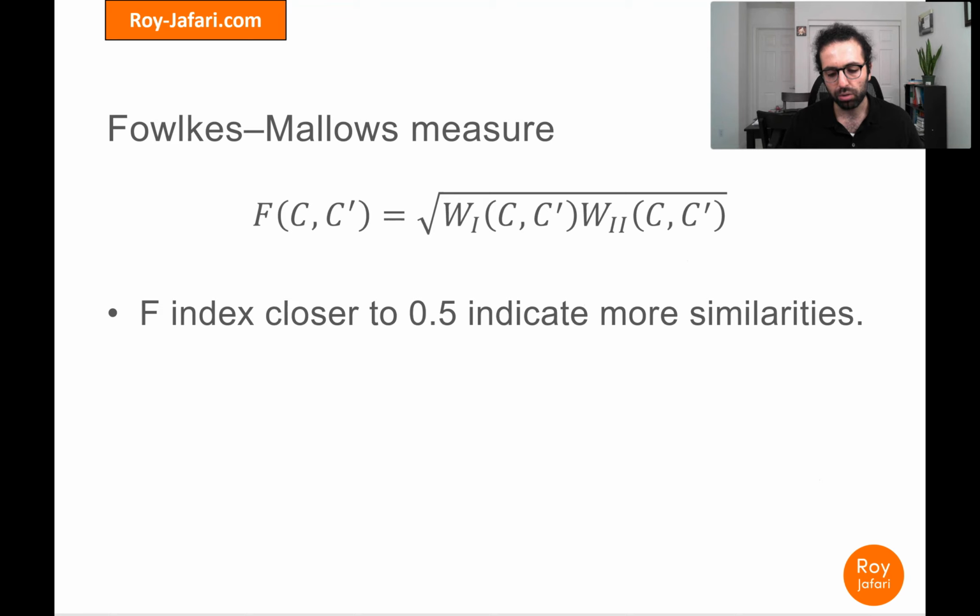And the Folkes-Mallows, the one that I most frequently use, is basically a combination of Wallace 1 and Wallace 2. Basically, it is the multiplication of Wallace 1 and Wallace 2, and then you take the square root of that multiplication, and then you've got your Folkes-Mallows. The Folkes-Mallows ranges between 0 and 0.5, and if you've got 0.5, it means you've got a perfect match. It's relative, but the closer to 0.5, the higher the similarity.